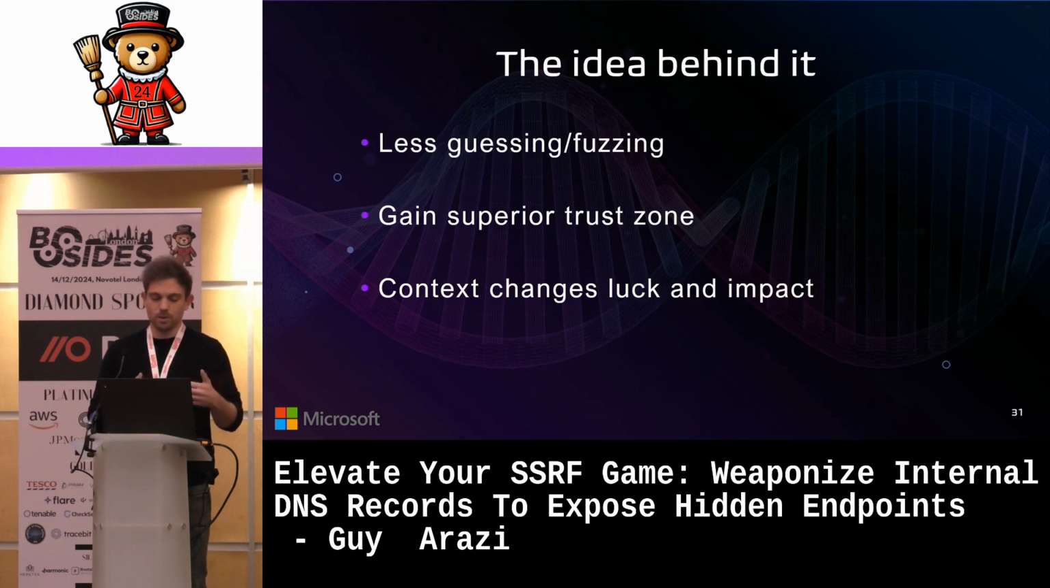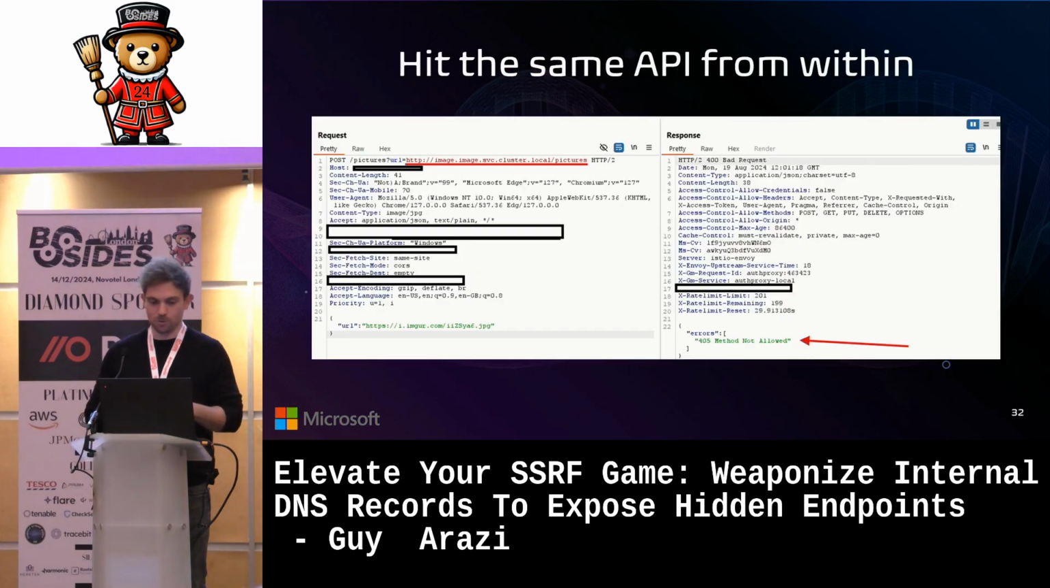And this taught me along the way about trust zones. Essentially, we could just take most of our findings and compromise on the impact. But sometimes the security context changes everything. We might think that the external trust zone is the same as the one within, but context changes everything. So it also changes the luck and the impact of our finding.